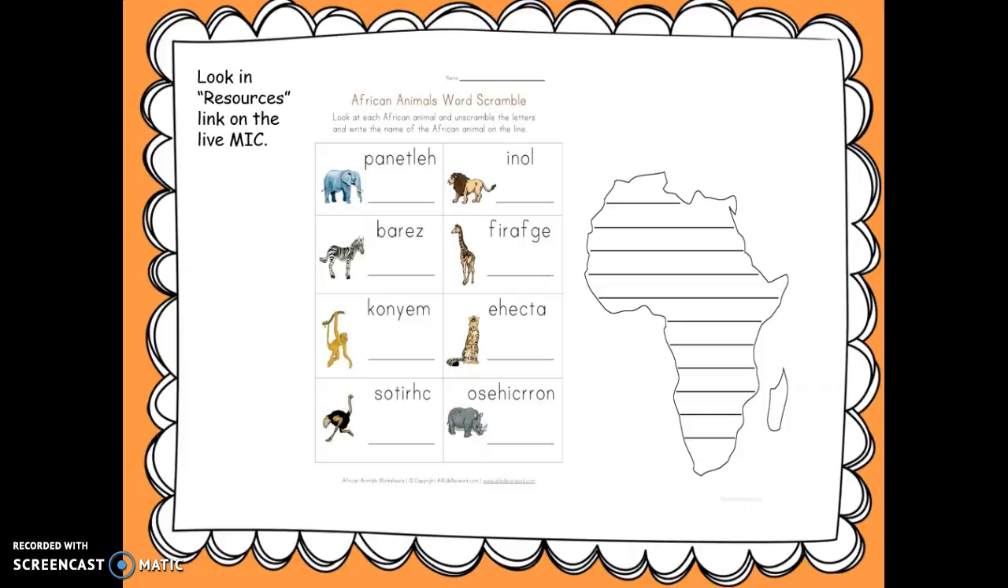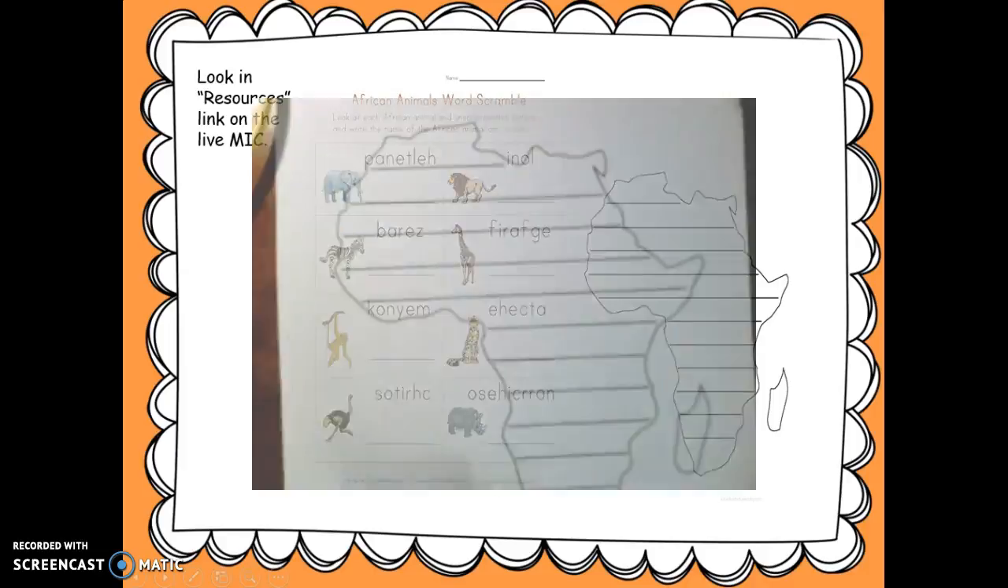So when you go into that link that I mentioned that's on the MIC, there's some other fun things for you to do on there, and I'm going to show you one right now. This is an African animals word scramble, where the African animal names are mixed up, and you have to see if you can figure out the correct order to put them in. And then I'm going to show you right now this writing page.